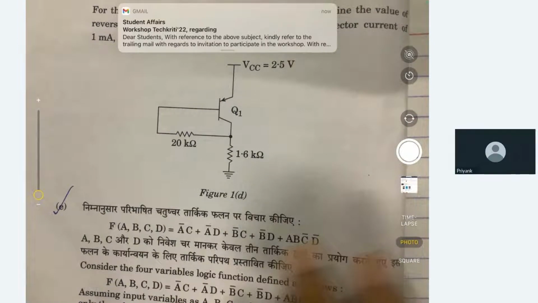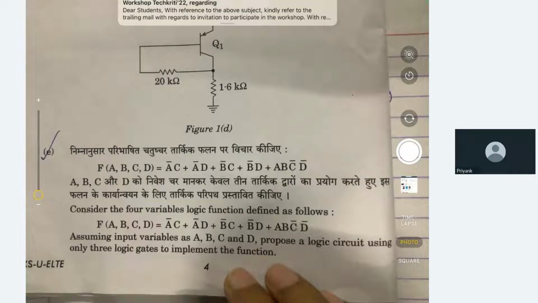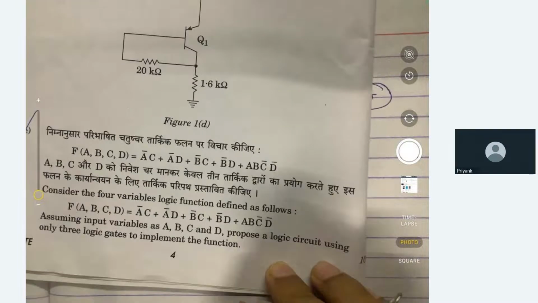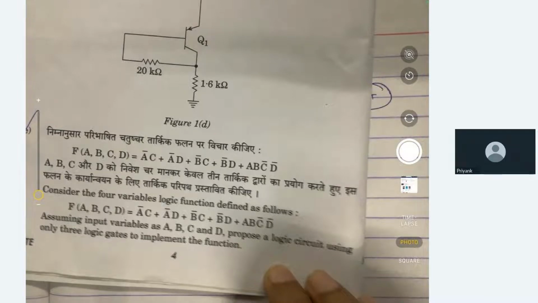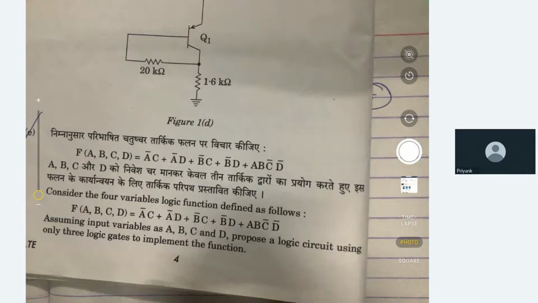Okay, so the fifth question: a 4 variable logic function is given, and they are asking us to propose a logic circuit using 3 logic gates to implement the function. So we can go for SOP, sum of product implementation of this circuit using K-map, and by reducing it through K-map, we can find its implementation.